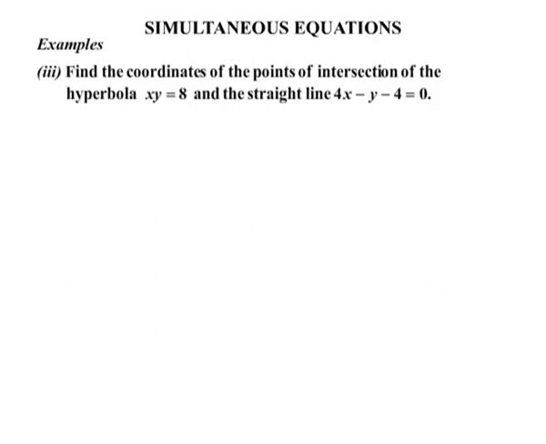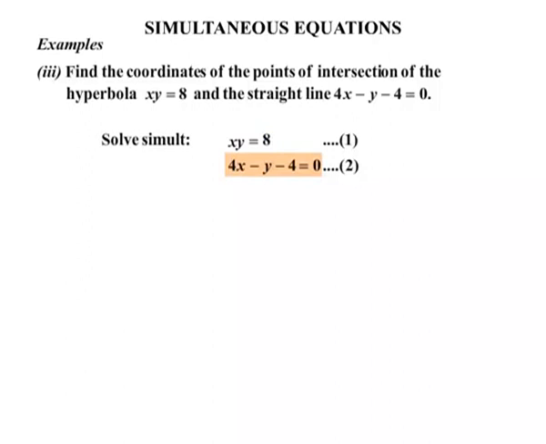Our third and final example, we need to find the coordinates of the points of intersection of the hyperbola xy equals 8 and the straight line 4x minus y minus 4 equals 0. So again, we need to solve them simultaneously, so we write them down in equation 1 and equation 2. Now xy equals 8 and 4x minus y minus 4 equals 0.